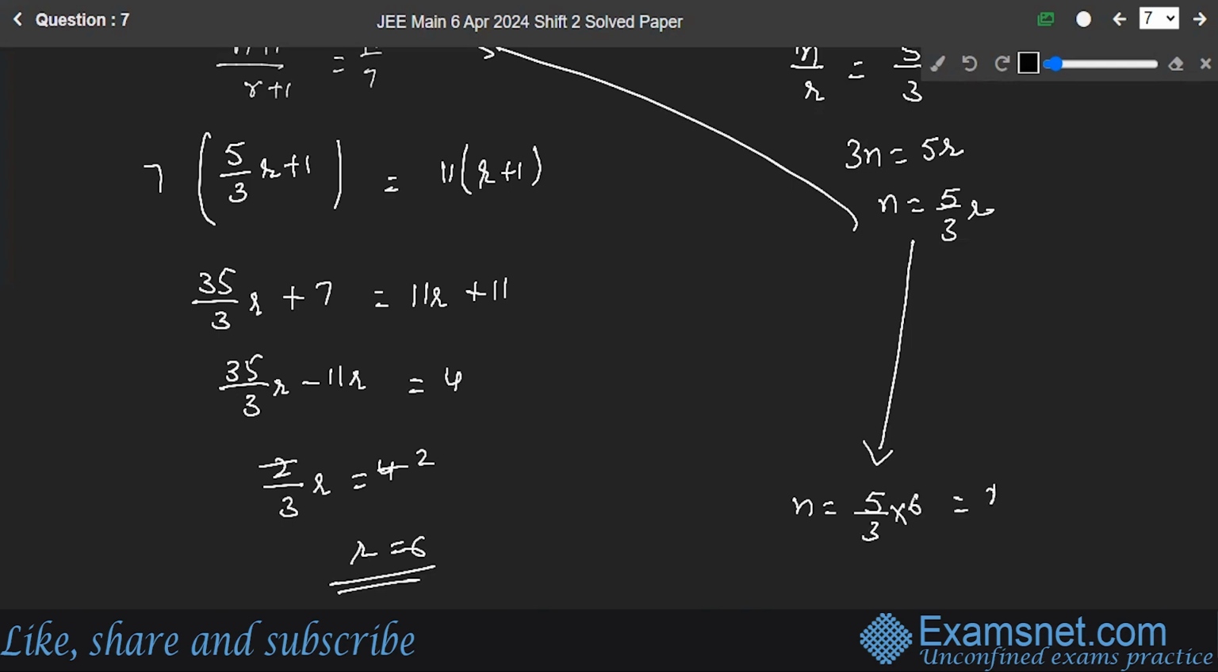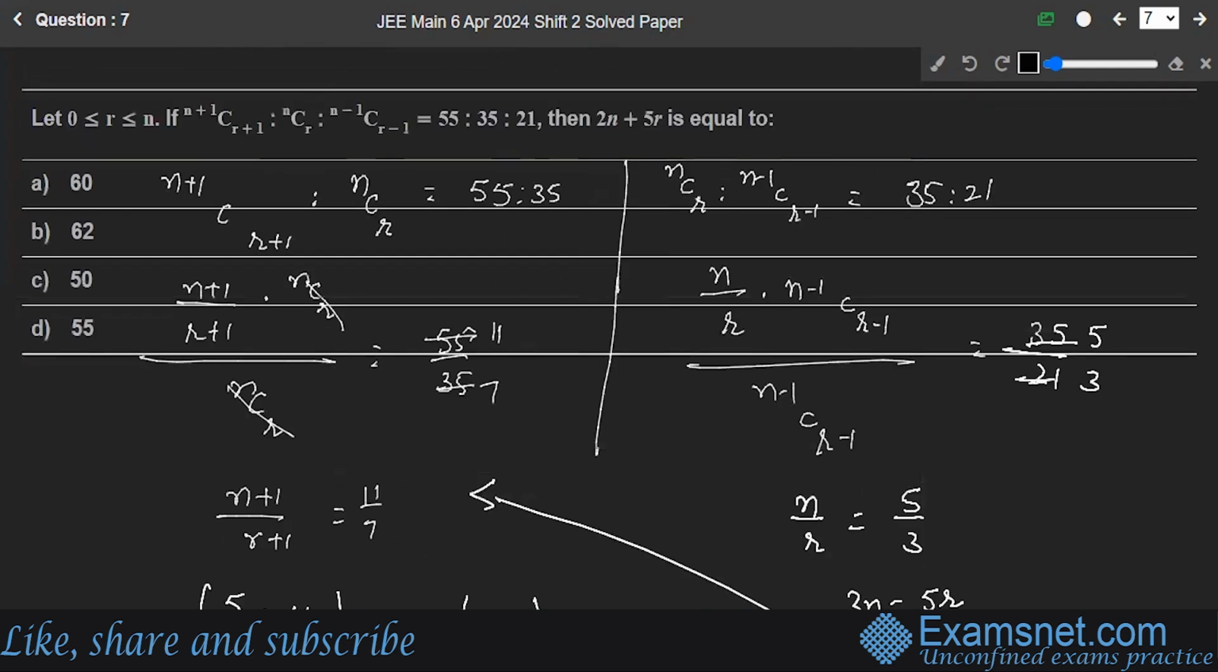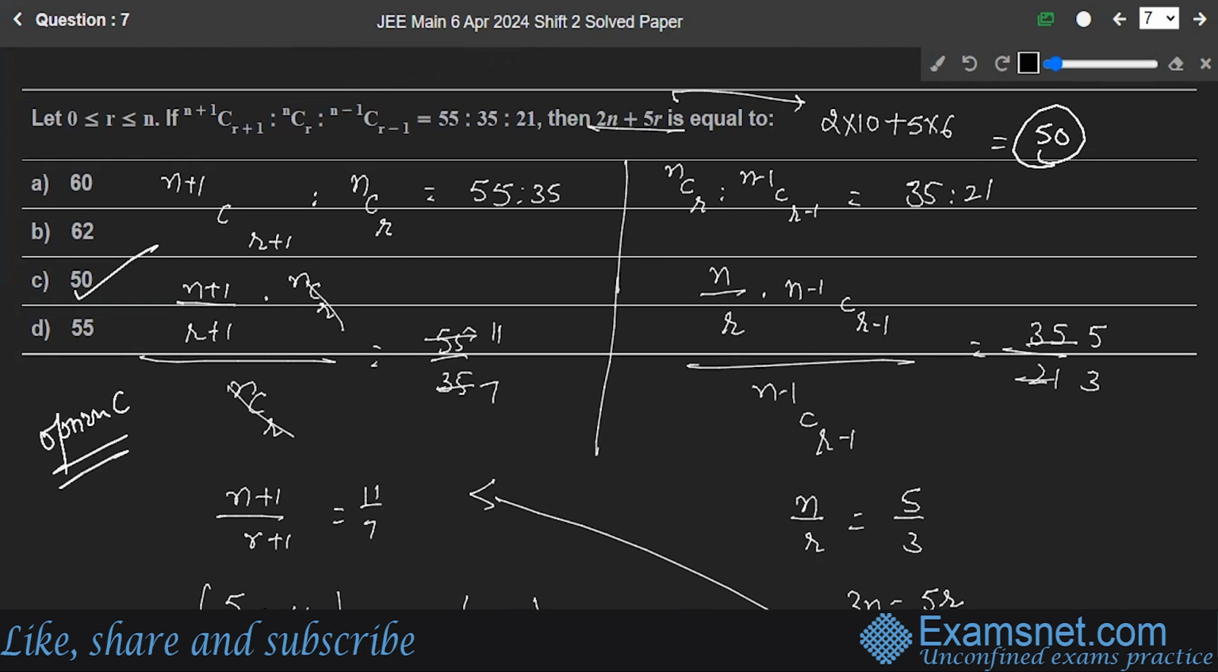10, right? You have to find out 2n plus 5r. So what was n? That was 10. This gives me 40 as the answer. 20 and this is 50 as the answer, right? And C option. This is the right answer to the question. Hope you got that. Let's move to the next one.